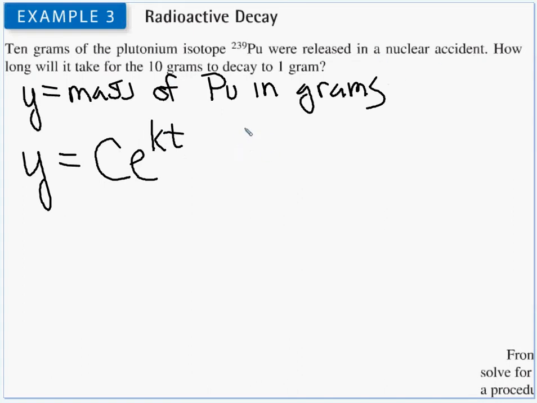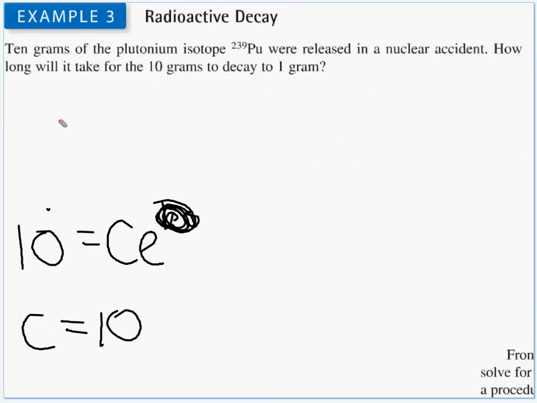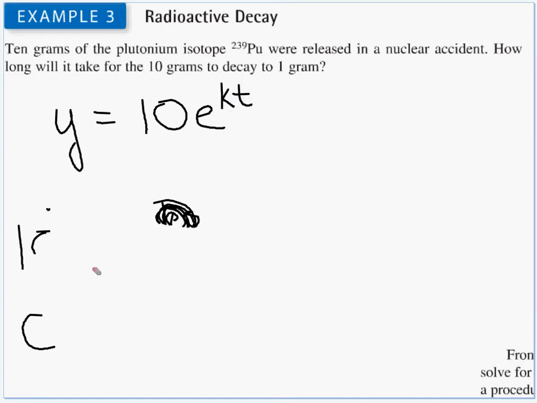At time 0, when our problem begins, we have 10 grams. So remember, our y value is our mass of plutonium. At time 0, we have 10 grams, so we can solve for c. Y is 10 equals ce to the k times 0. Anything times 0 is 0. E to the 0 is 1. And then 1 times c is c. So we get c is equal to 10, and we can update our equation. Instead of y equals ce to the kt, y equals 10e to the kt.